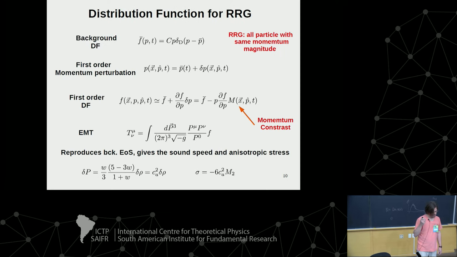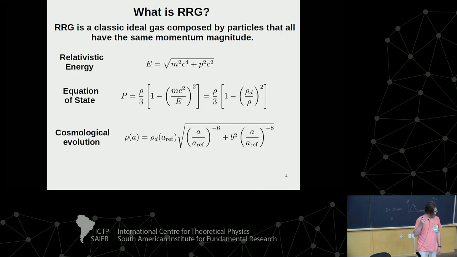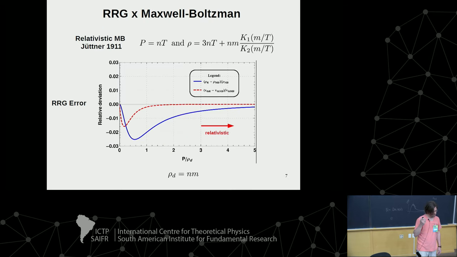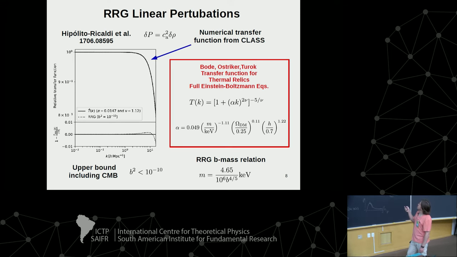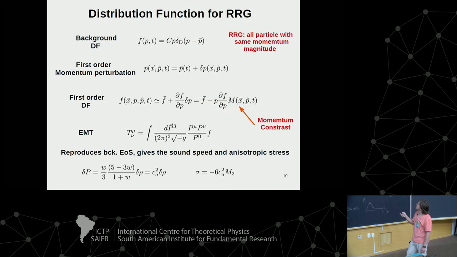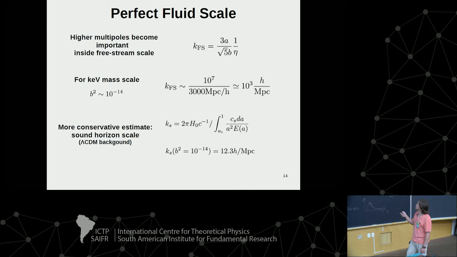I hope at this point this shows why these things agree so well. Let me come back a bit. Here, because here you are considering the full Einstein-Boltzmann equations. In this paper, they consider a perfect fluid with the sound speed that we got from the distribution function. And you start to see some departure of these transfer functions for k higher than 10. And as we found here, higher multipoles will become important for this kind of scales. And this is the conservative estimate.